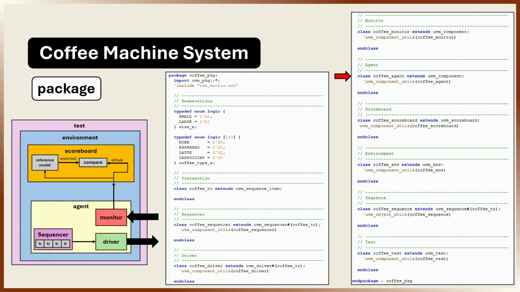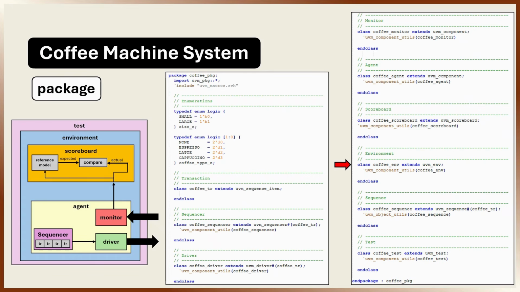Then we define the scoreboard, which needs information from the monitor to check correctness. Next is the environment. The environment connects and instantiates the agent, the scoreboard, and any other verification components, so it must appear after all of them are declared.